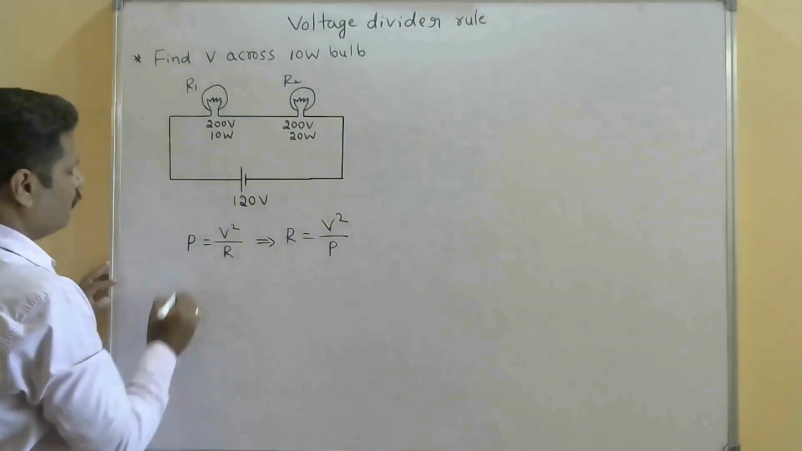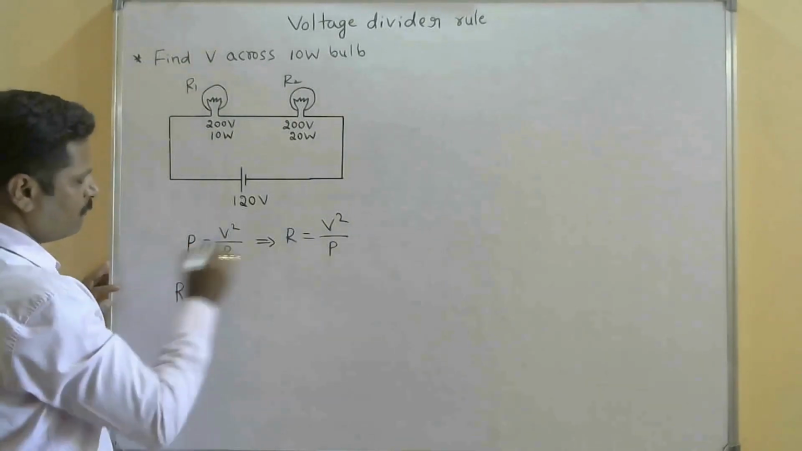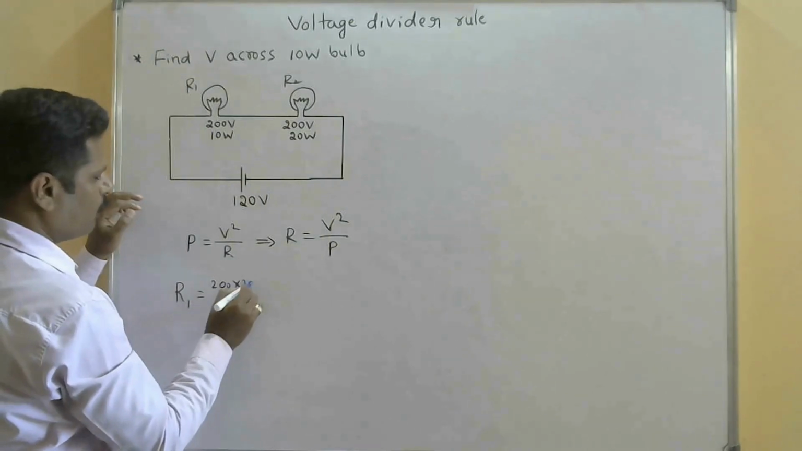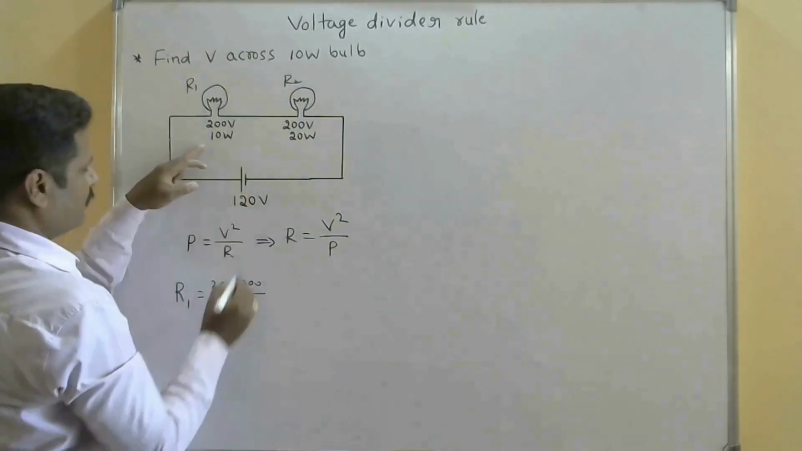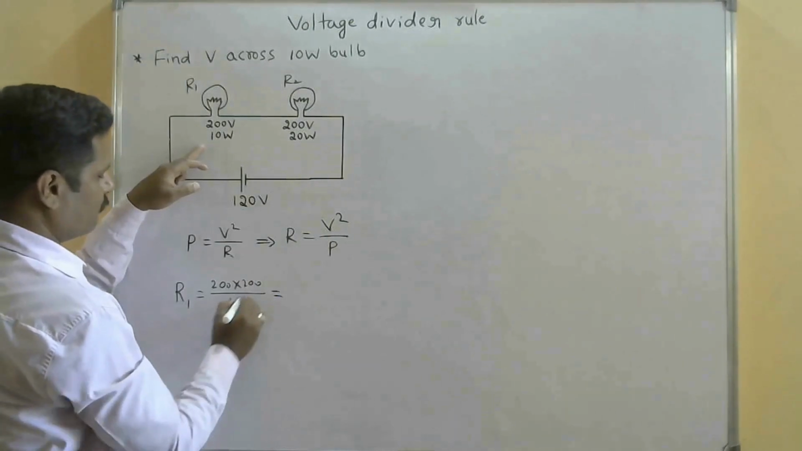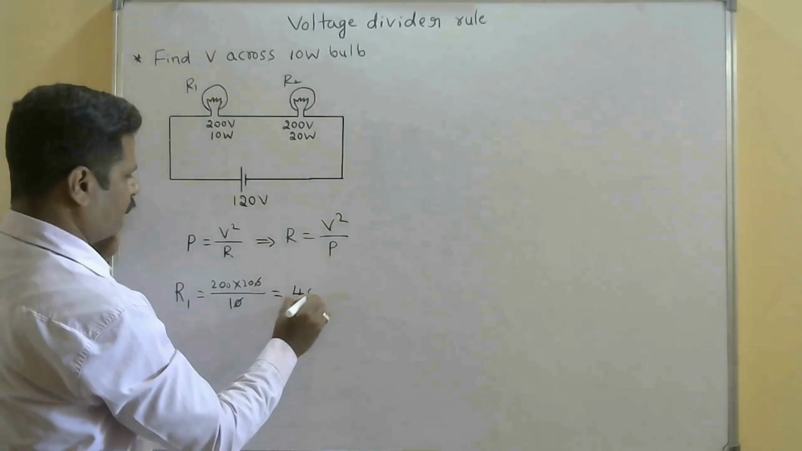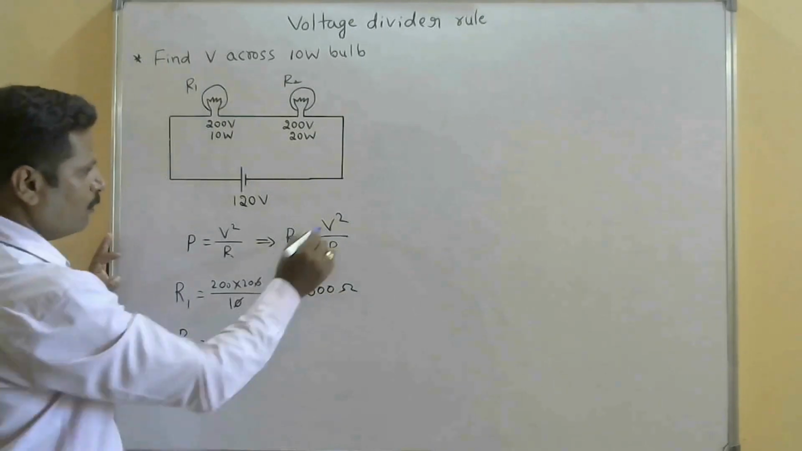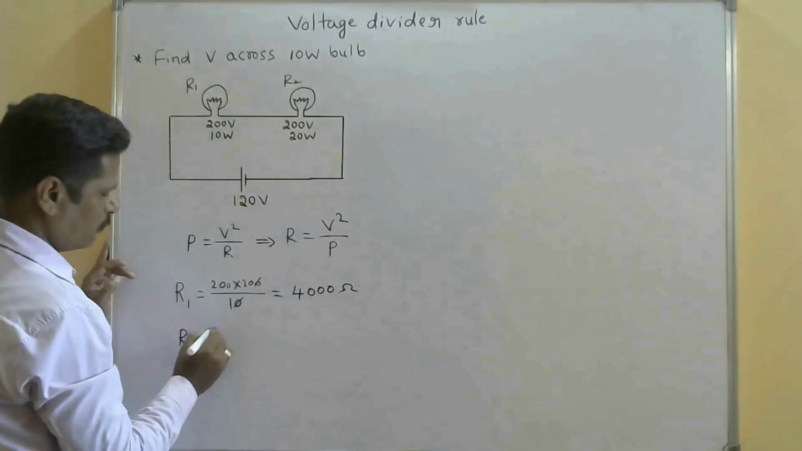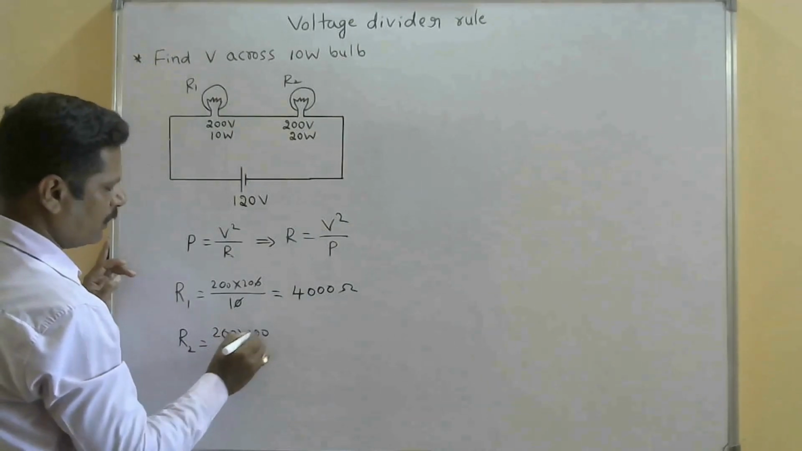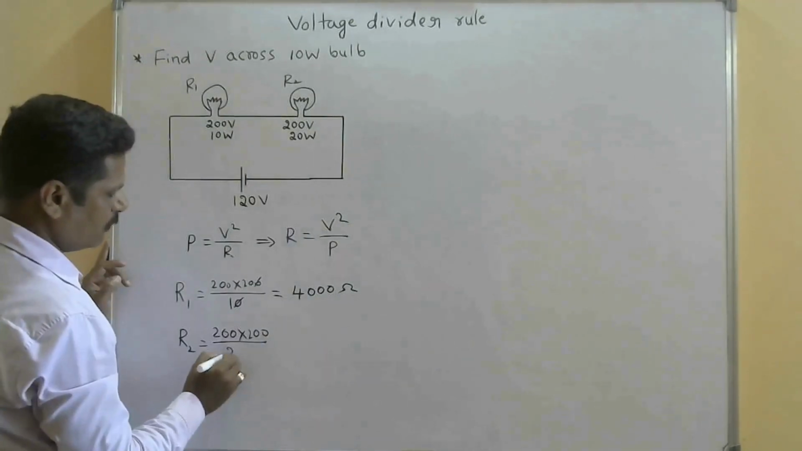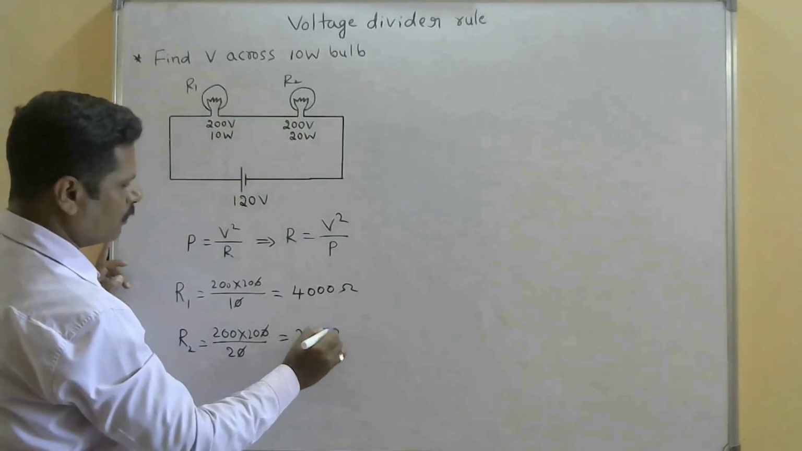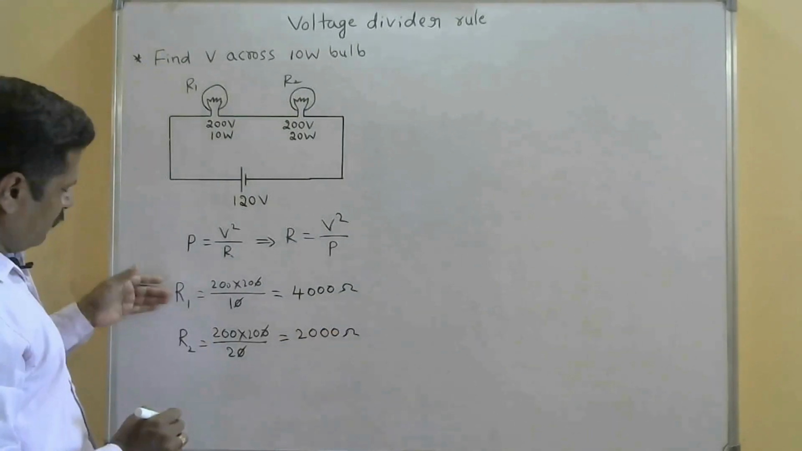Now by using this formula we can find R1. R1 is equal to V square, 200 into 200, divided by the power, that is 10 watt, and this is equal to 4000 ohm. And in the same way R2 is equal to V square, here the rated voltage is 200, so 200 into 200 divided by the power, which is 20 watt, so this gets cancelled, we get 2000 ohm. Now we got R1 and R2.